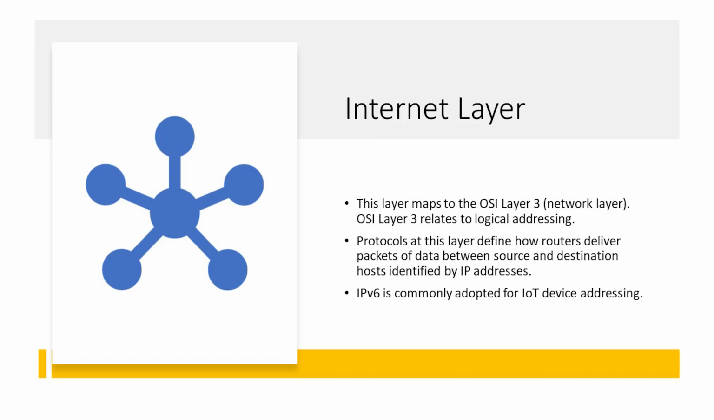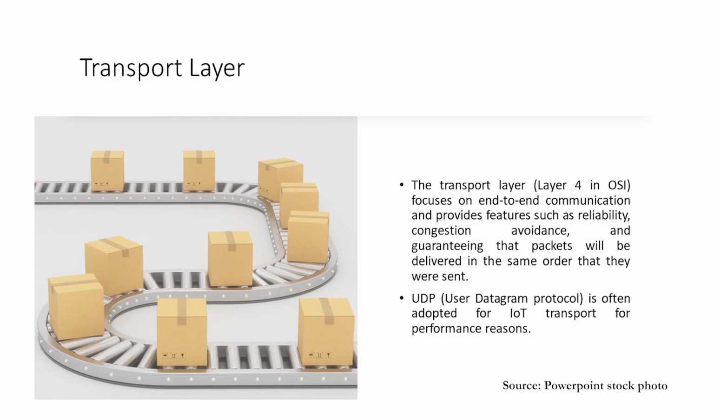Four numbers separated by 3 dots. Yeah. So, like 192.168.10.5. Those are IP addresses. Okay. IPv6 is commonly used for IoT device addressing. So, for IoT we use version 6. Okay. And then we have the transport layer.